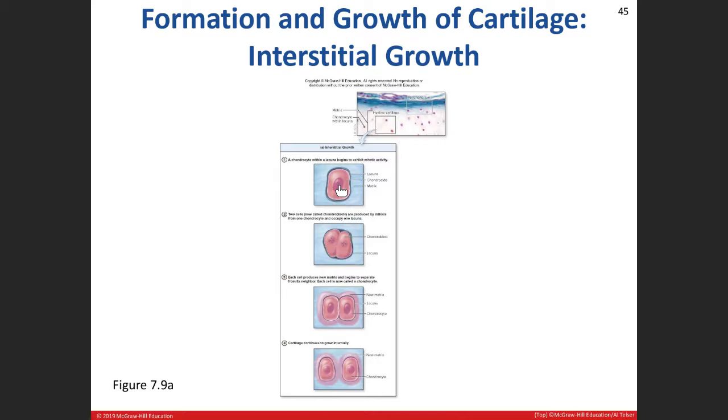Think of that chondrocyte like you in a twin bed, and your 200-pound St. Bernard wants to get in the bed with you. Not enough room. It's just not going to happen. So when this cell divides, now these two cells, since they've mitotically divided, are chondroblasts. But they're sharing the same lacuna.